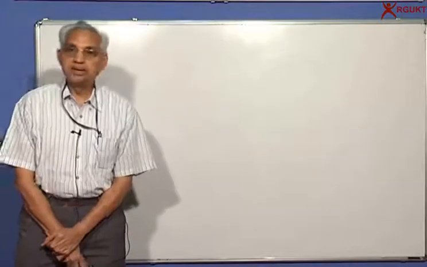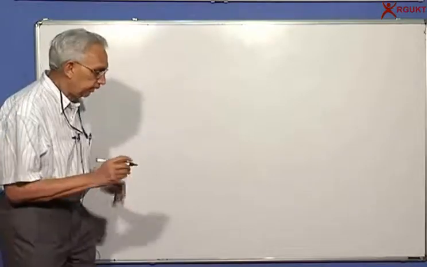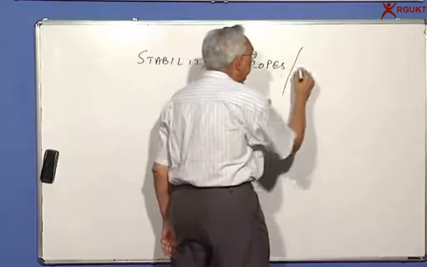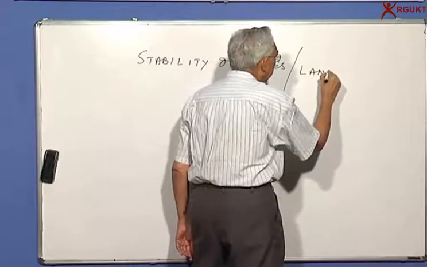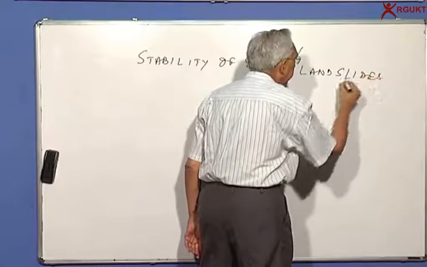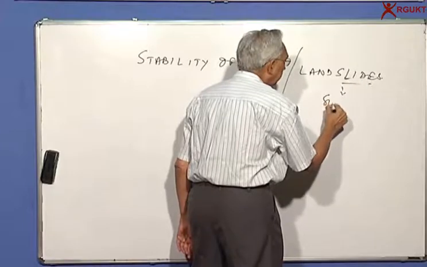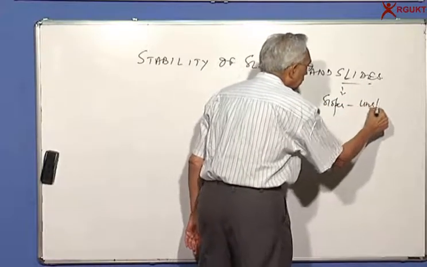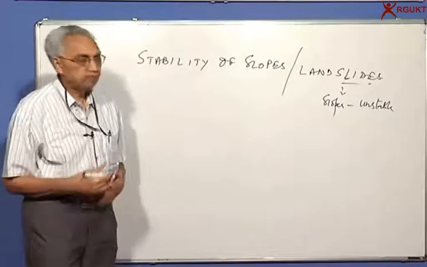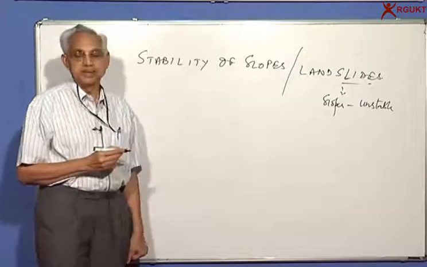Welcome to lecture 31. We started a new module on stability of slopes. You would also read in the papers that a lot of landslides take place in the mountainous area. The reason why landslides take place is the slopes are unstable. They may be stable at some stage, but because of rainfall, melt, or road cutting, etc., they become unstable.